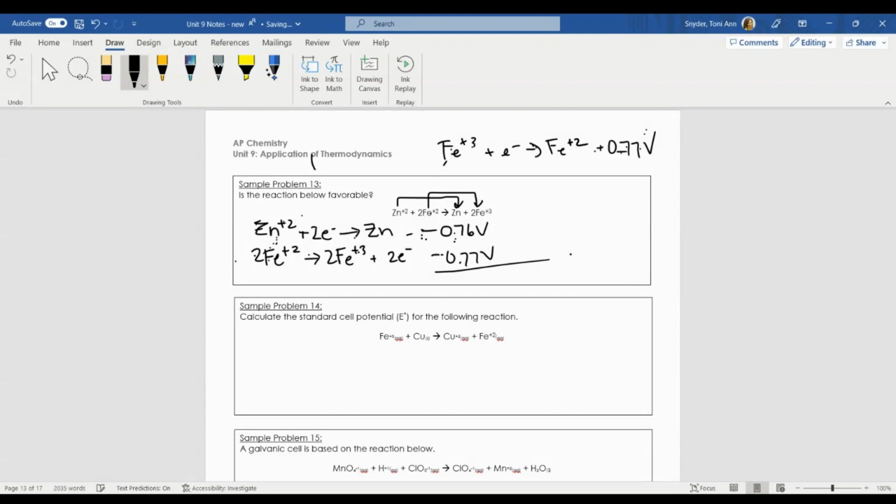When I add these together, I get a value of negative 1.53 volts. And the question is asking is this favorable? The answer is no. If this reaction were to occur, this would have to occur in an electrolytic cell. I would have to input 1.53 volts of energy in order for this reaction to occur. And that is not going to happen in a galvanic cell because galvanic cells produce electricity.